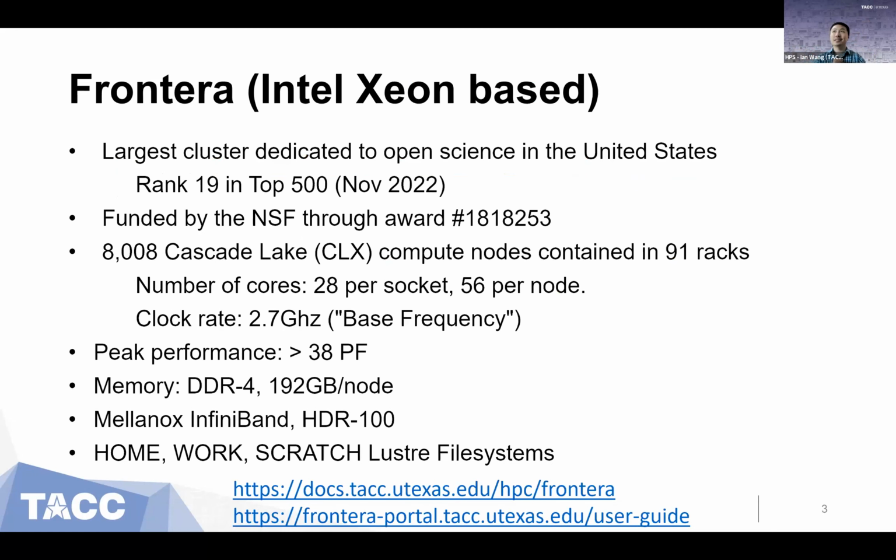Frontera is the target system that we will be using for this session. I already introduced Frontera on Tuesday. It's ranked number 19 right now, and it's the largest cluster dedicated to open science in the United States, or rather the largest in an academic setting. We have over 8,000 nodes. Each node has dual 28-core Cascade Lake Intel chips. You can read the specs, it doesn't matter. The peak performance is 38 petaflops.